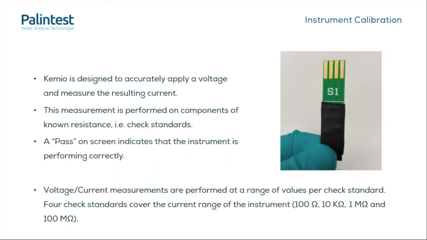So that's covered the sensor calibration, but what about the Cameo instrument? The Cameo is sent out from the factory already calibrated, all set up and ready to go, but we do provide the Cameo with check standards, which are run just exactly the same as a sensor test, but much quicker. It's really easy, and it just gives you the peace of mind that the Cameo is performing as it should, and you'll see it pass on the screen. There are 4 different check standards, and this just covers the range of the instrument to ensure it's working at all levels.